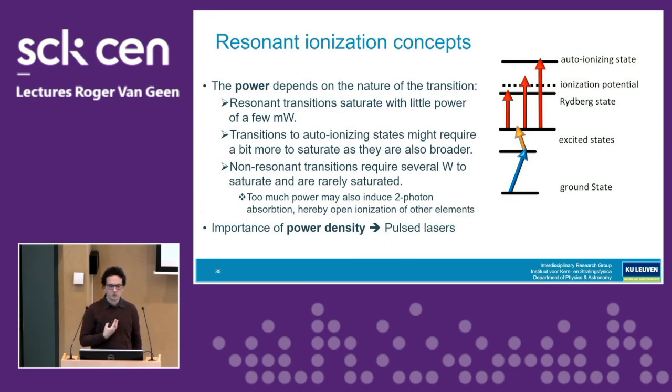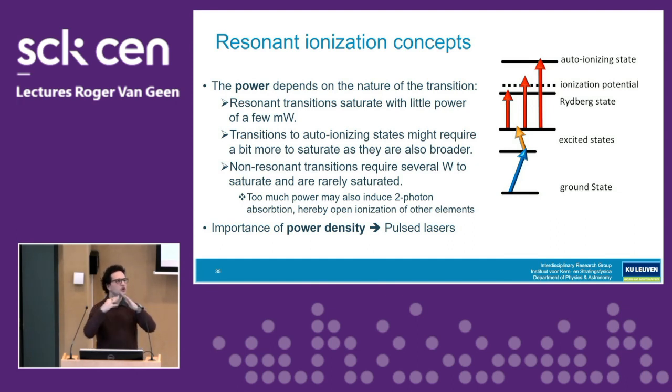But then comes the question of power. How much power do you need for those different forms of excitations? The resonant transitions here below, they typically saturate with very little power. Milliwatts are sometimes sufficient, maybe 10, 50 milliwatts, and you'll have plenty to completely saturate a transition. If you go to auto-ionizing states, you will need more because they tend to be a lot broader.